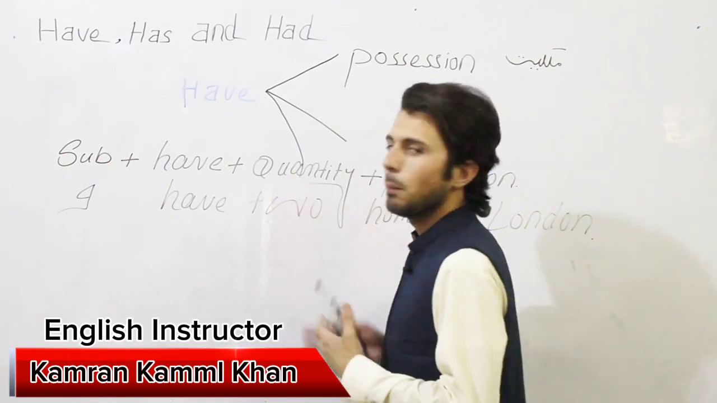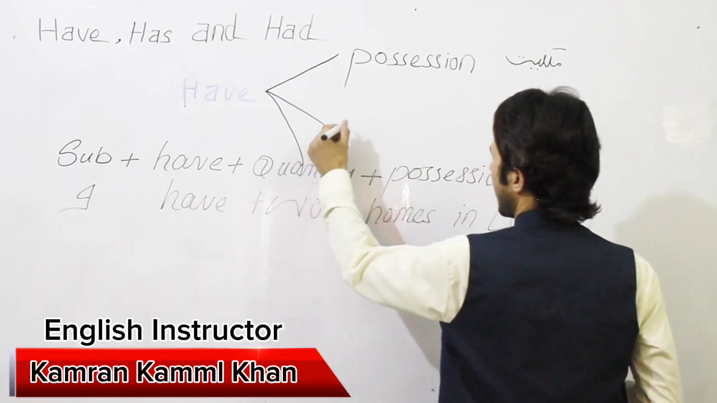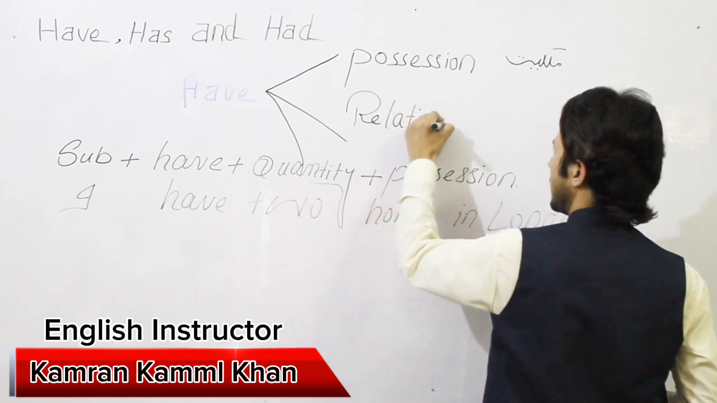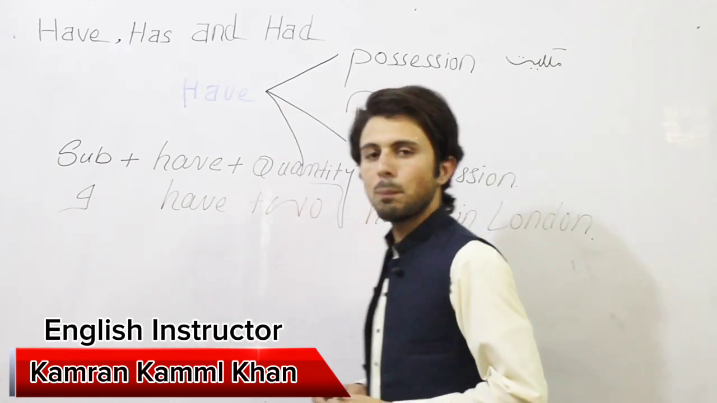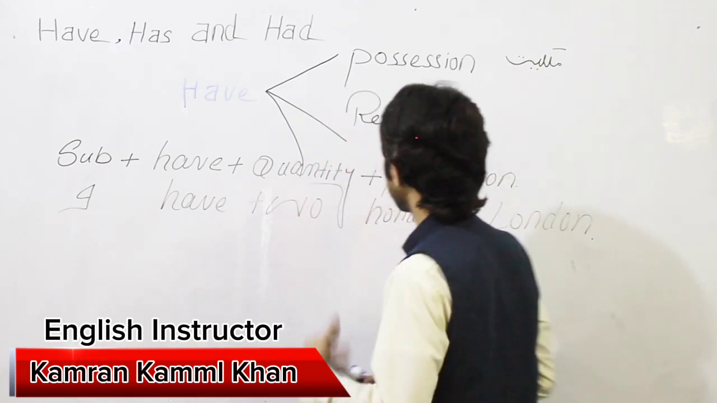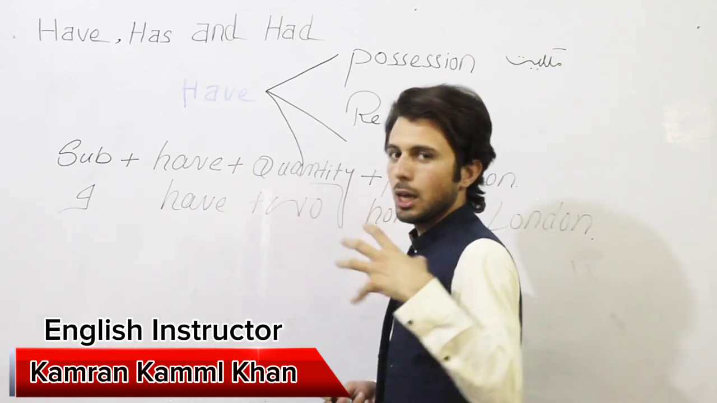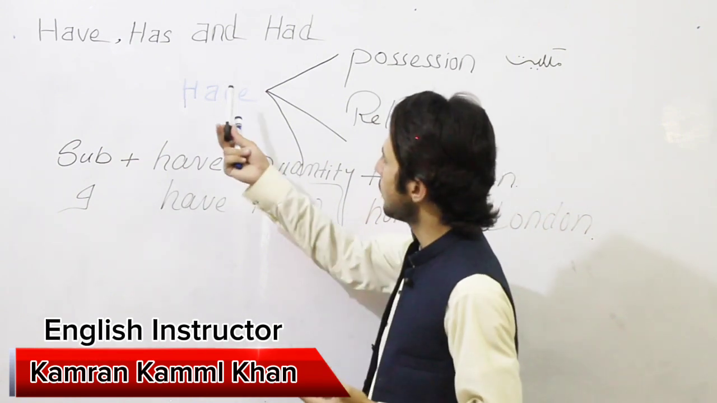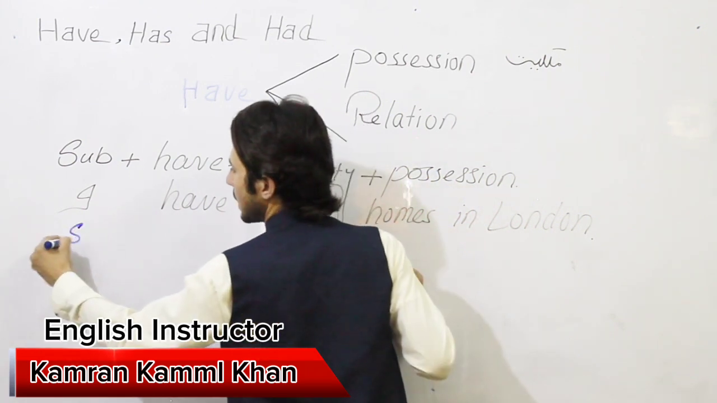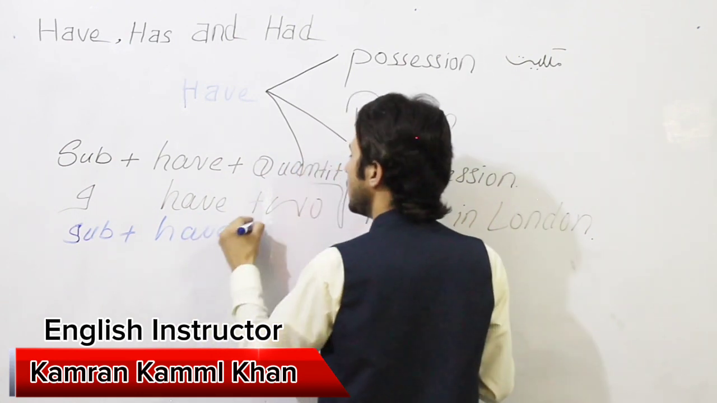Dear students, the second thing we use have for is to express relations. For example, I have three uncles, so I express my relation with my uncles. I am in a relation with my uncles. I express this relation with the help of have. The structural formula is simple: first the subject, then have, then the quantity.